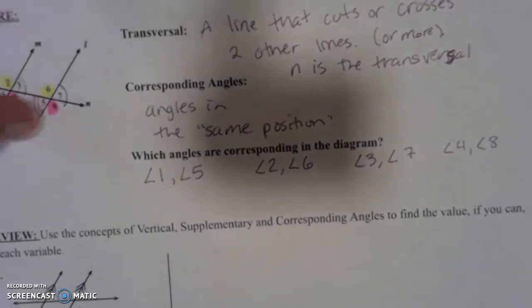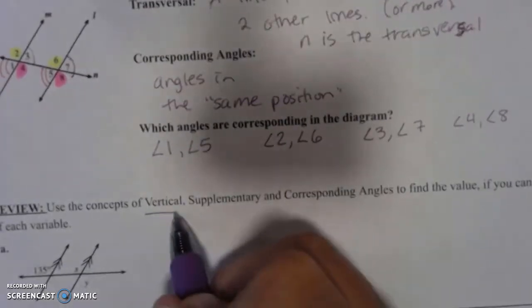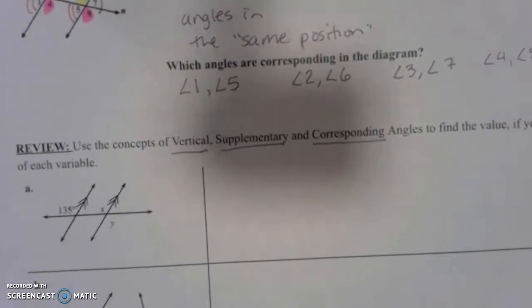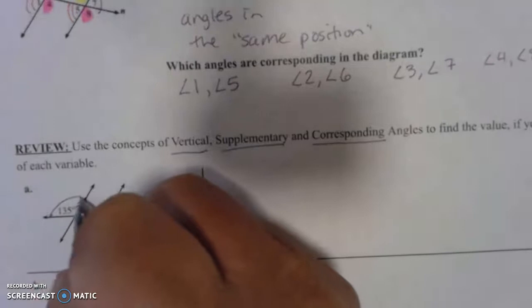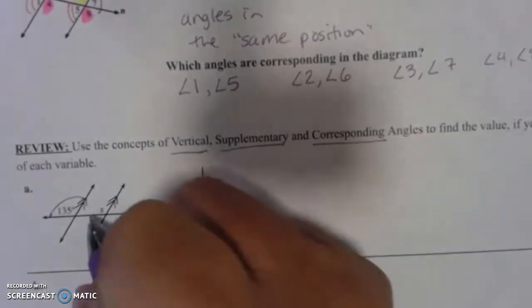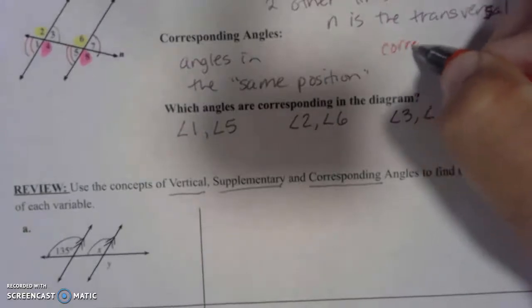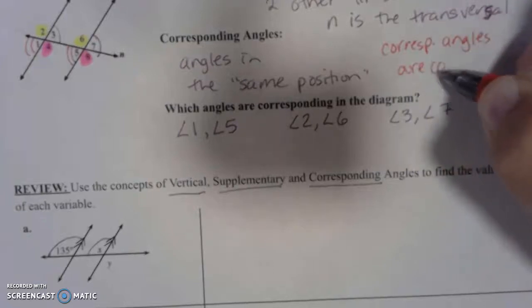All right, now we're going to take what we've learned about the different kinds of angles. We're going to focus on vertical angles, supplementary angles, and corresponding angles, and we're going to find the value in all these different pictures. So let's look at this first one. We want to figure out what X and Y is. Well, what I see is that 135 and X are in the same position. It makes them corresponding angles. So one thing I need to write is that corresponding angles are congruent.